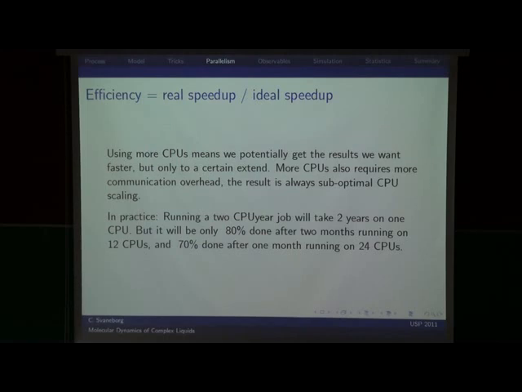In practice, we cannot wait 2 years for getting a result. So what we can do instead is throw 12 CPUs at the job. Then, ideally, it will be done after 2 months, but because of this sublinear scaling, it will only be 90% or 80% done after two months of simulation time. If you throw more CPUs at it, it will be done after 1 month, but only 17%, right? So the more CPUs we throw at the job, the longer it takes. We get the results faster, but we are also doing less effective computation. So again, there's an optimum.